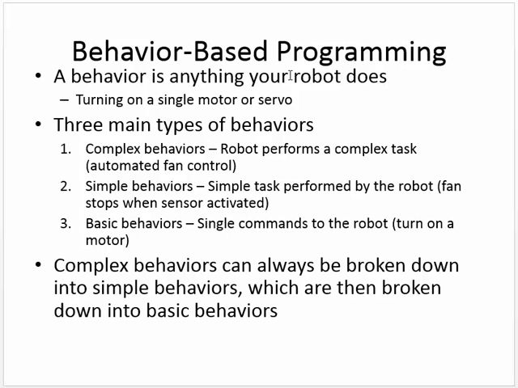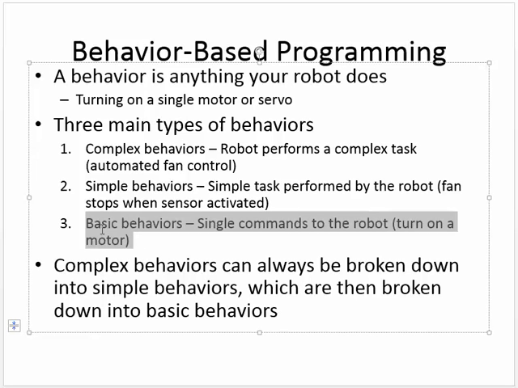A behavior is anything that your robot does. Turning on a single motor or servo is a behavior. Three main types of behaviors. You have complex, simple, and basic behaviors. Everything that we're going to be doing is a basic behavior. We want to take complex behaviors and turn them into several lots of basic behaviors, because it's lots of basic behaviors that make up a complex behavior.